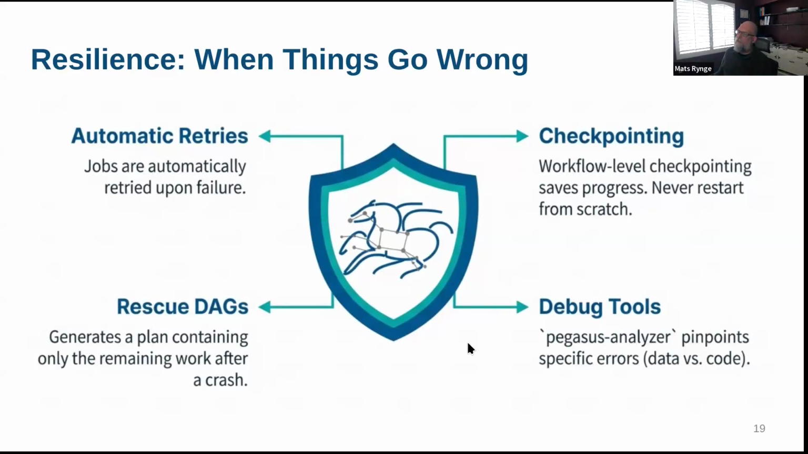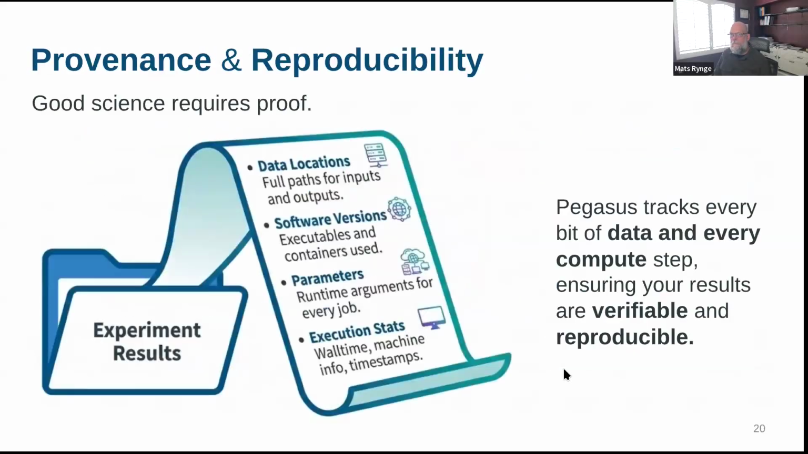And there's also a set of debugging tools. We'll see this a little bit later, where we have a Pegasus Analyzer tool that instead of you looking for that error, looking for a job that failed, Pegasus Analyzer will pinpoint it for you and tell you what the error was. So that's also really helpful when you do debugging your workflows.